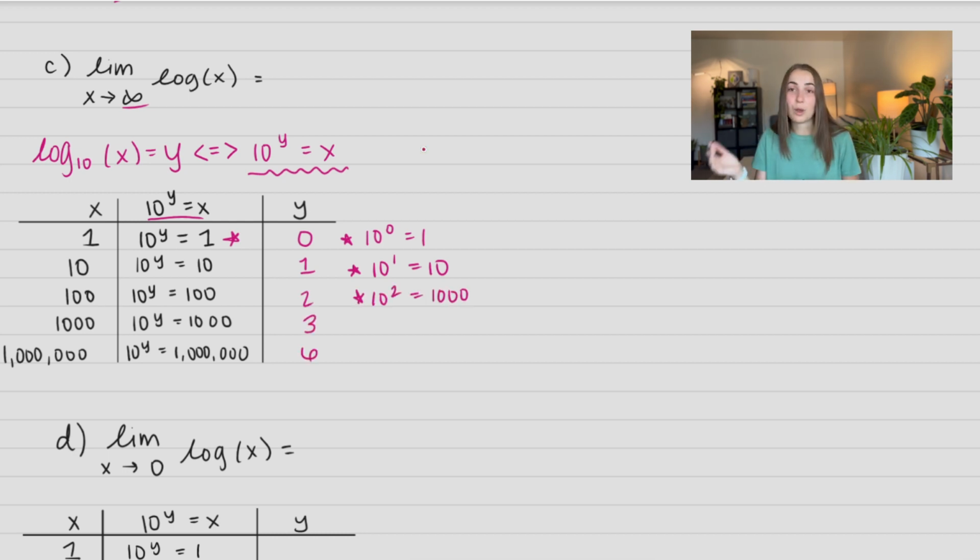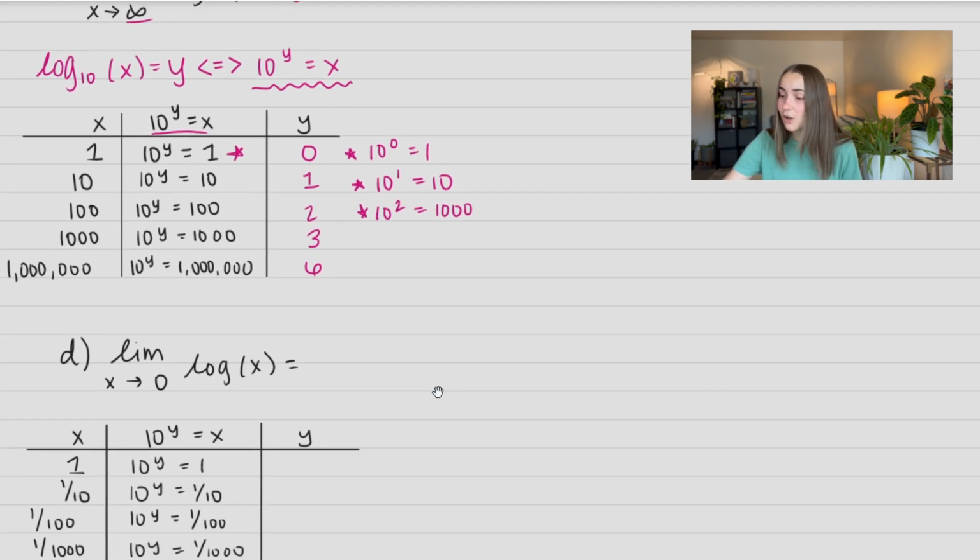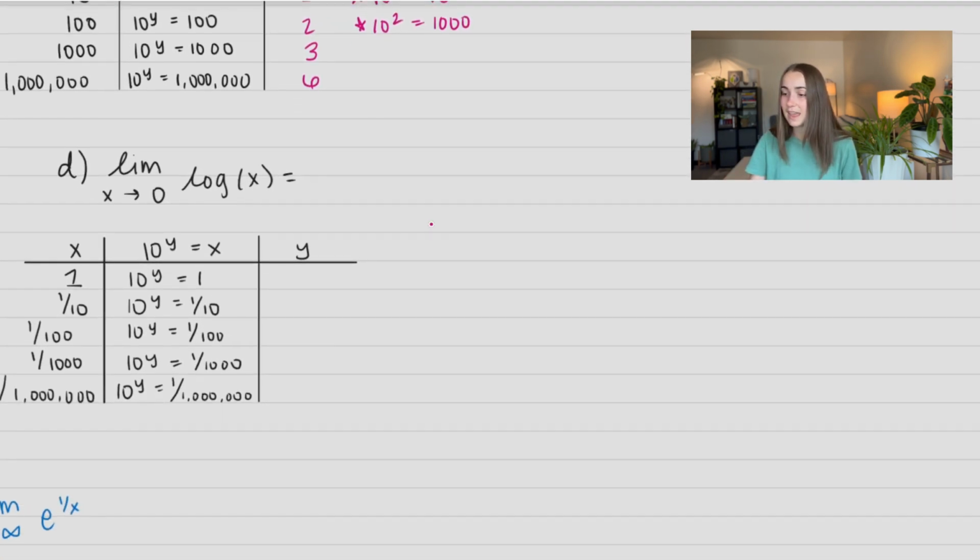So it still grows. It's going to grow forever and forever. However, it's going to grow at a really slow rate. So this goes off to infinity. And you can check that with the graph, right? Now let's go ahead and take a look at the limit as x approaches 0 of log of x.